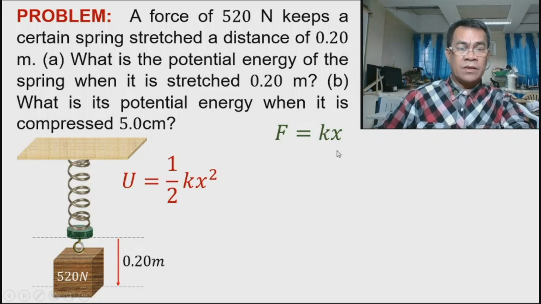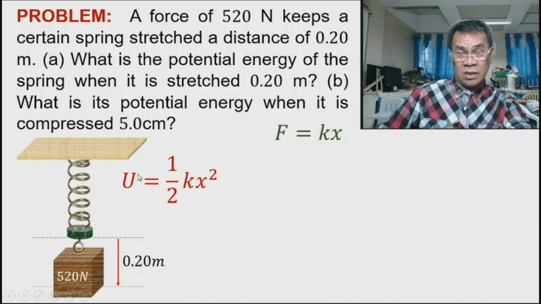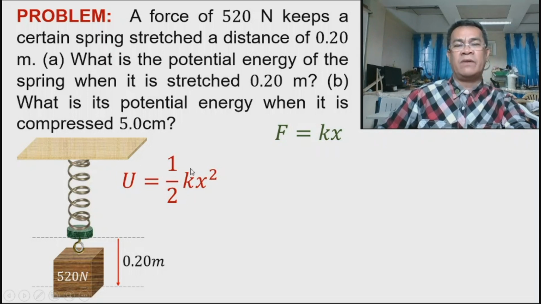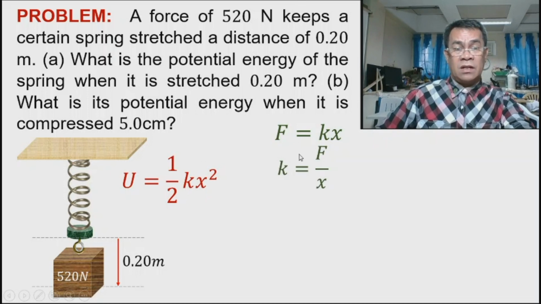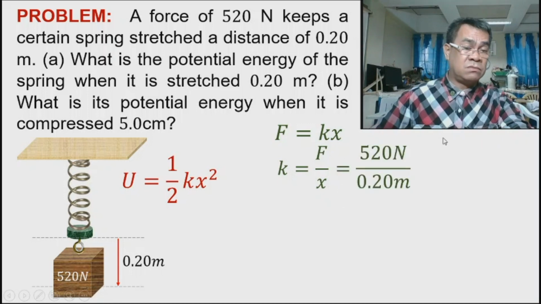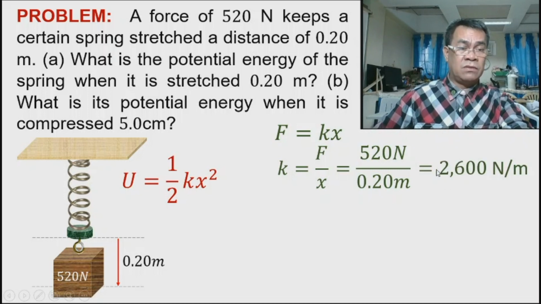In other words, we can calculate k. Is it necessary to calculate k? The answer is yes. Why? Because we will be calculating energy. Elastic energy is one half k x squared, so we need the value of k. There's no given k here, but we can calculate it. Solve for k: it is F over x, so the unit is newton per meter. Your F is 520 and your x is 0.20. Simplify, and this is 2,600 newtons per meter. This is the value of k.